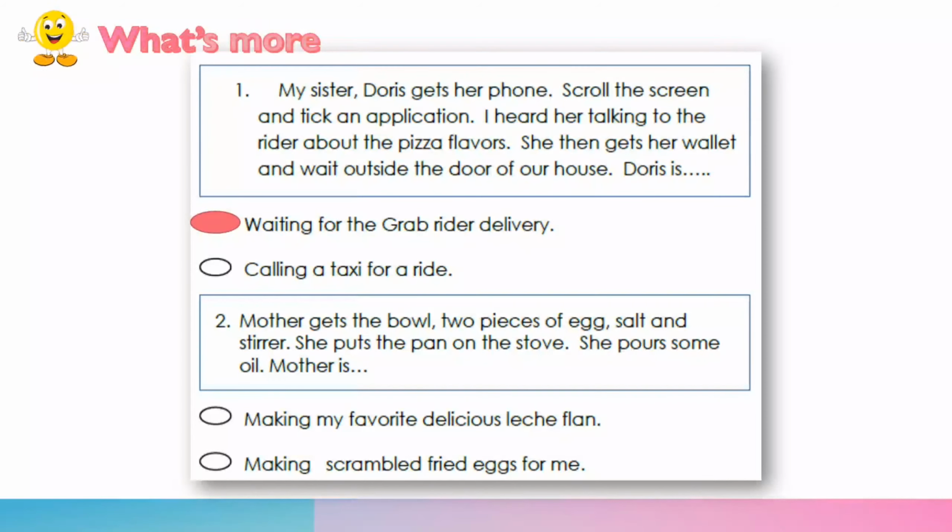Next, number 2. Mother gets the bowl, 2 pieces of egg, salt, and stirrer. She puts the pan on the stove. She pours some oil. Mother is very good, making scrambled fried eggs for me.